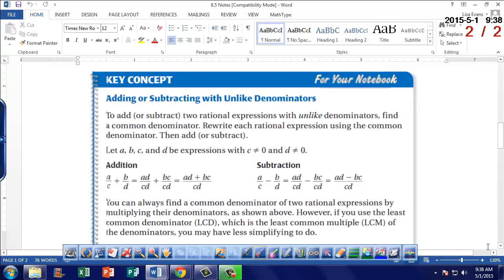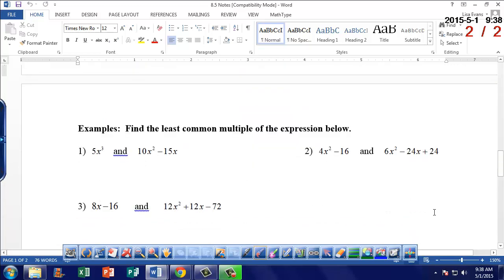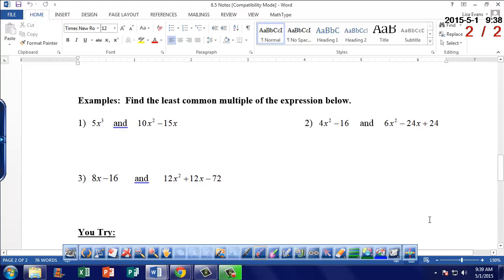Okay, now we're going to add and subtract rational expressions with unlike denominators. So this is probably the most challenging part of this section, is that we have to find a common denominator. We're going to do so by finding the least common multiple. So we're going to practice these 3 problems.